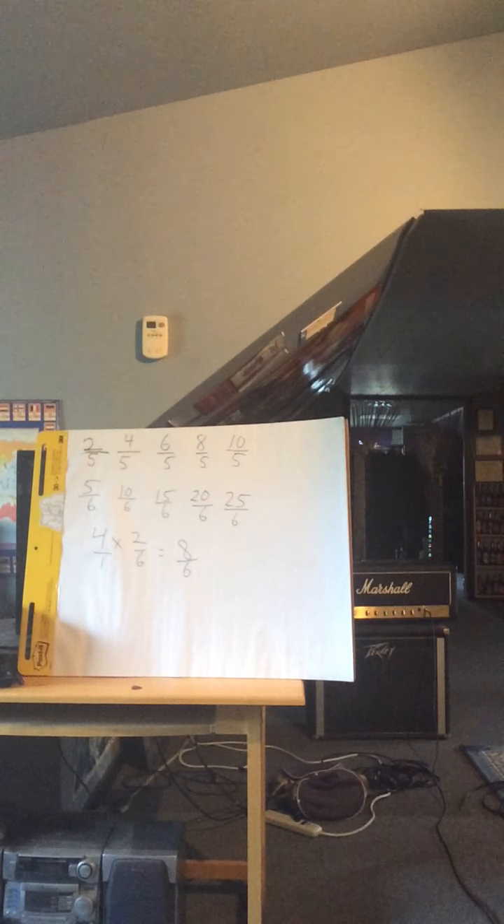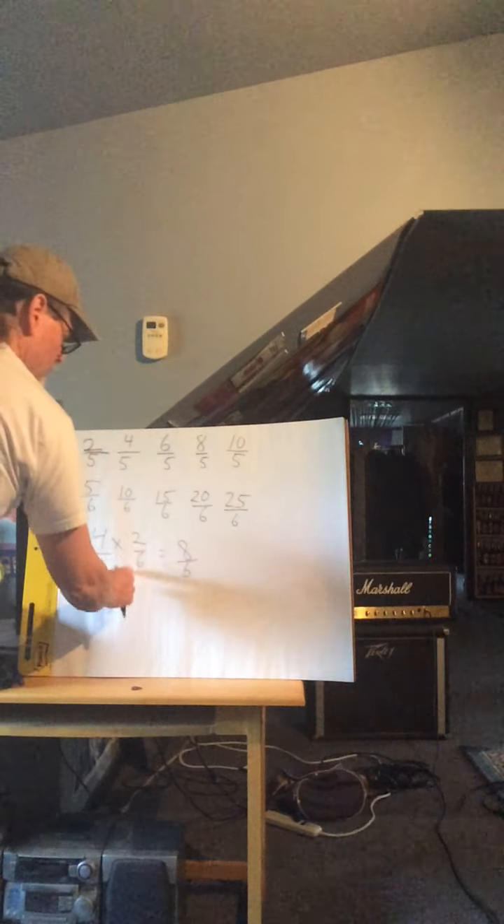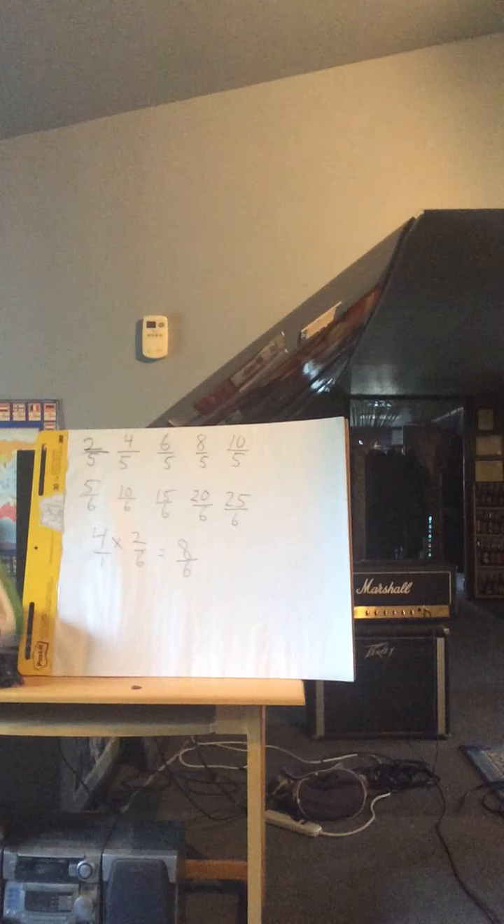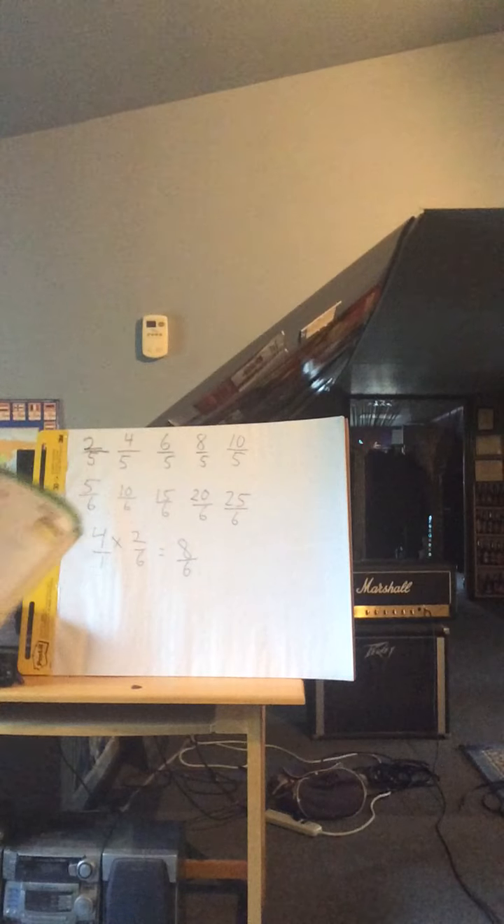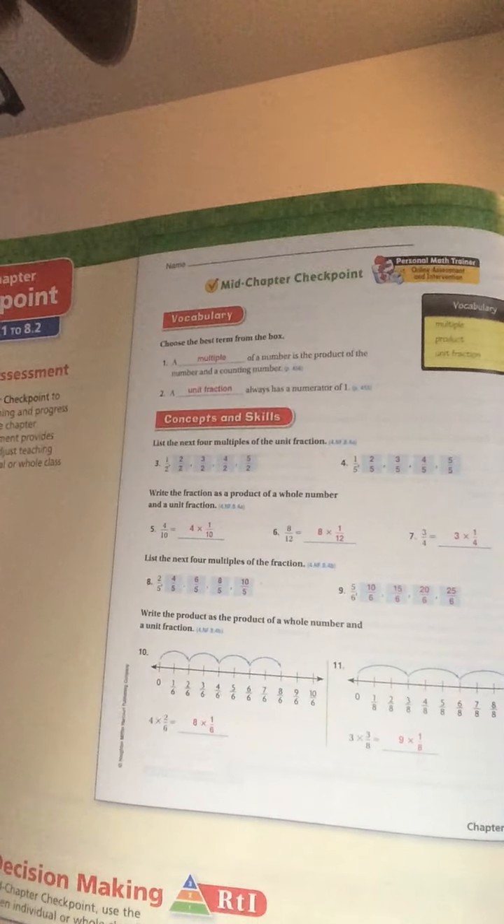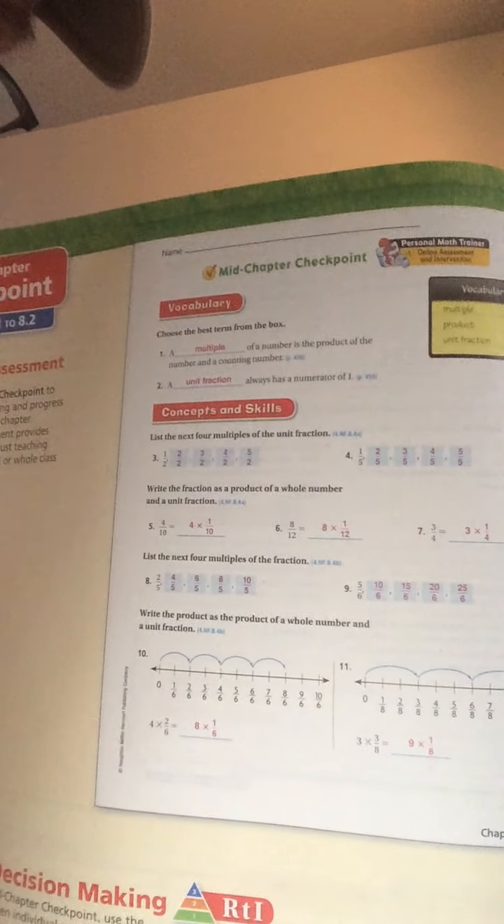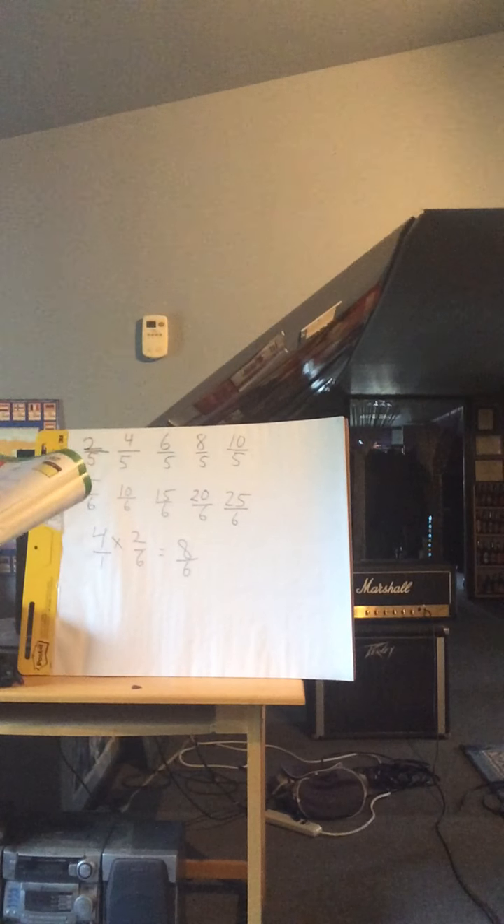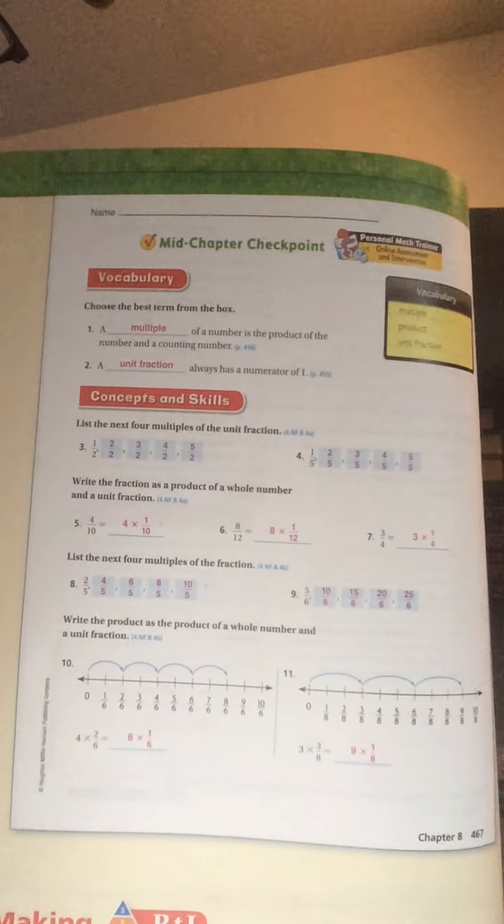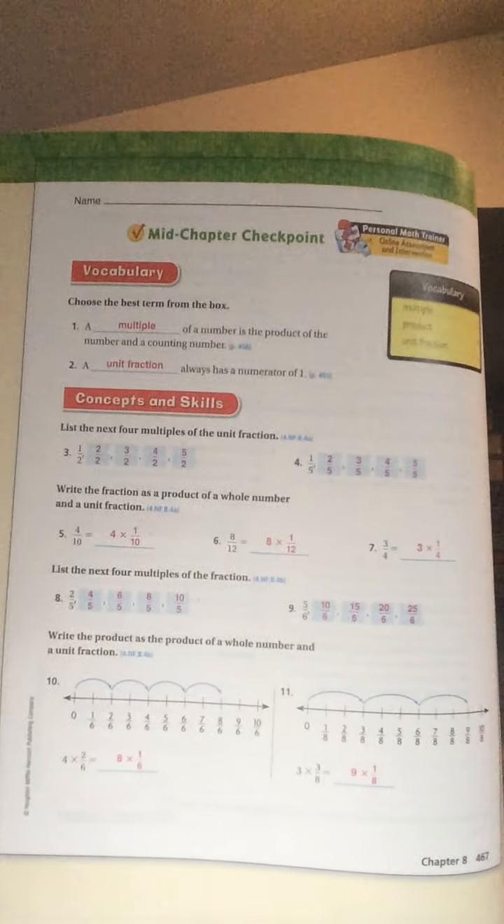And now on the number line, what you have to do is start at 0 and jump 2/6 each time, 4 times total. Take a look at the book there. Number 10, we start at 0. We jump to 2/6, and then 4/6, 6/6, and eventually 8/6. And that's how you would use a number line to multiply a whole number by a fraction.